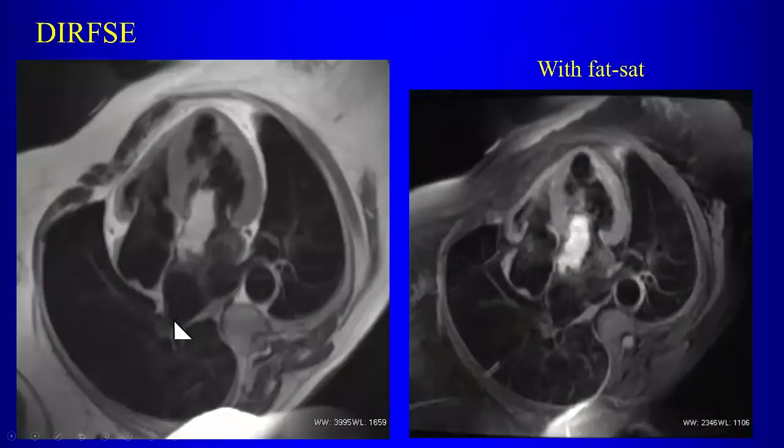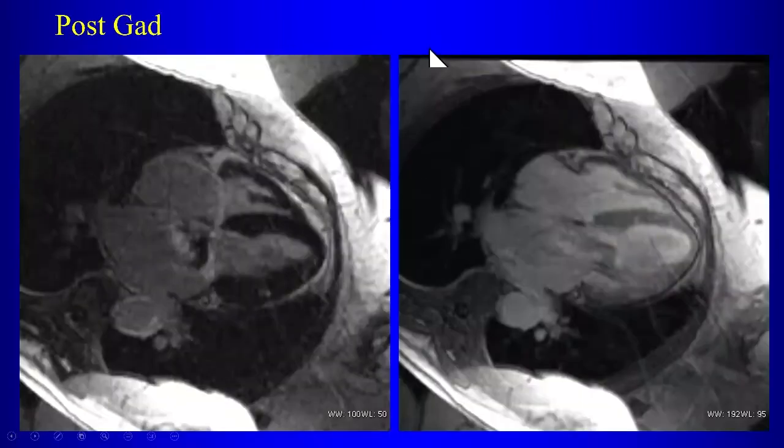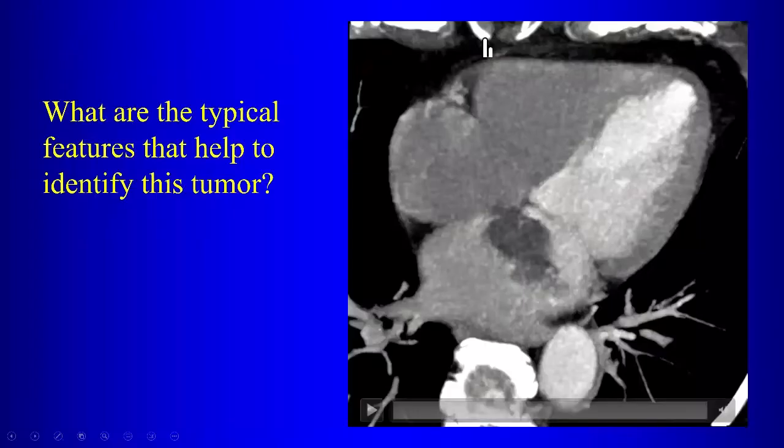Of course we can also do dark blood imaging, which shows us the tumor quite nicely. Here it is with fat saturation. There's the tumor, no problem. And then after contrast, we can see that there is some enhancement within the tumor. So this was indeed a left atrial myxoma.